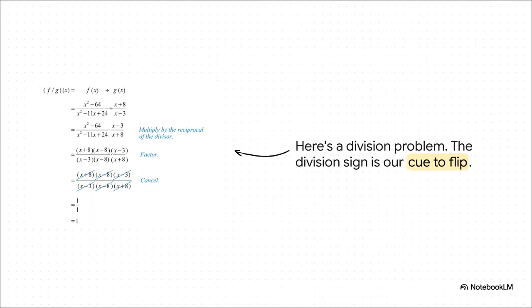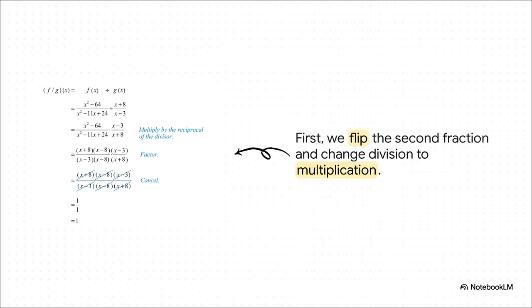All right, let's see this thing in action. Here's a typical division problem. The very first thing our eye should go to is that division sign. That's our cue. That tells us we've got to do the flip. So we take that second fraction, we invert it, and we change the problem from division to multiplication. And just like that, we are on familiar ground. We know exactly what to do from here.